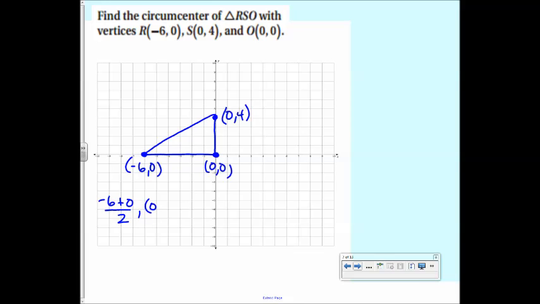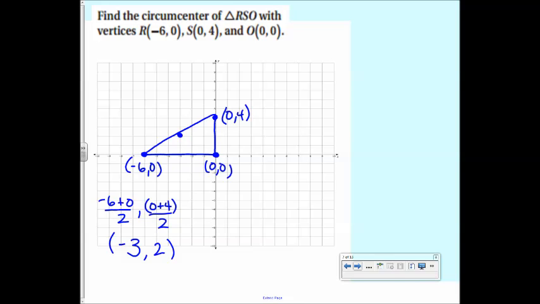Plus 0, over 2. What's negative 6 plus 0? Negative 6 divided by 2? Good. 0 plus 4? 4 divided by 2? 2. So what's my midpoint? Negative 3, 2. I can't draw perfectly, but that's where it would be.